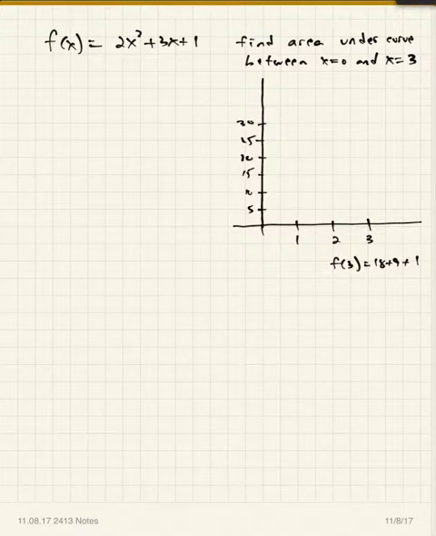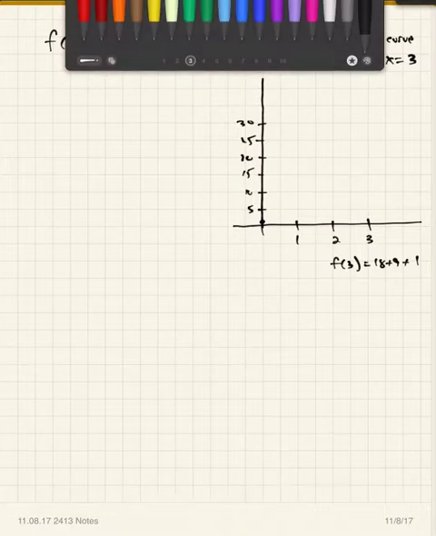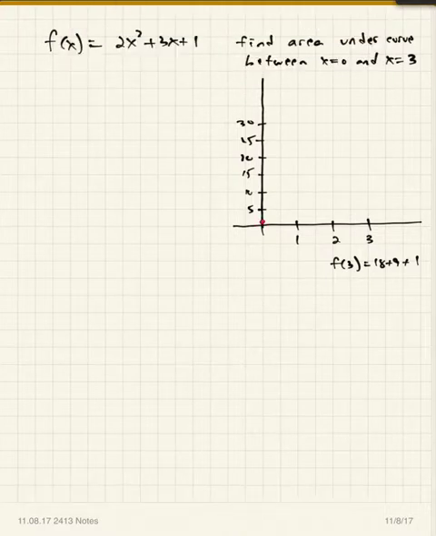So at f of 0, you're at 1. Let me put this in red here. So there's 0, 1 right there. At x equals 1, you're at 6. So right about there. At 2, f of 2 is 2 times 4 is 8, plus 6 is 14, plus 1 is 15. So that's right about there. And then finally, f of 3 is, I think we already calculated, was 28.